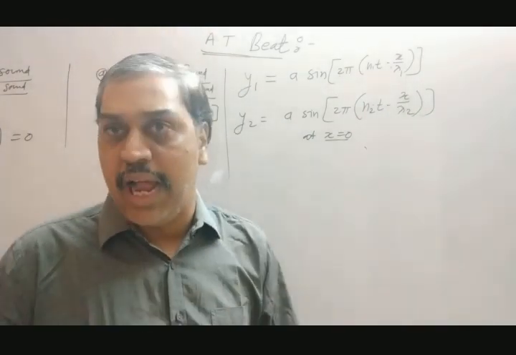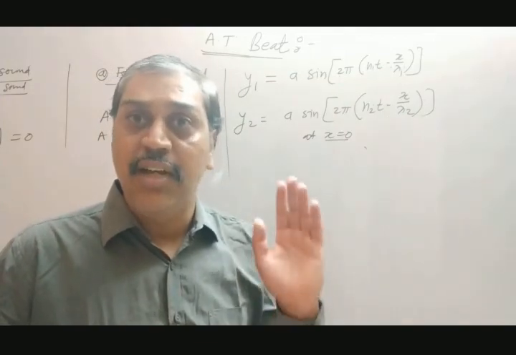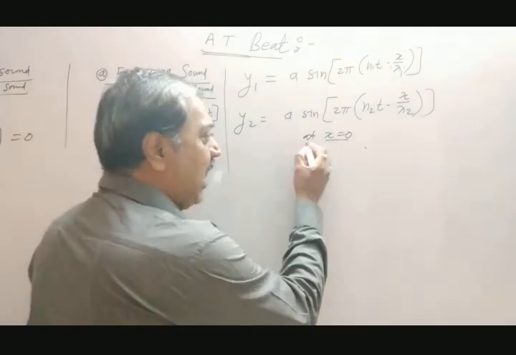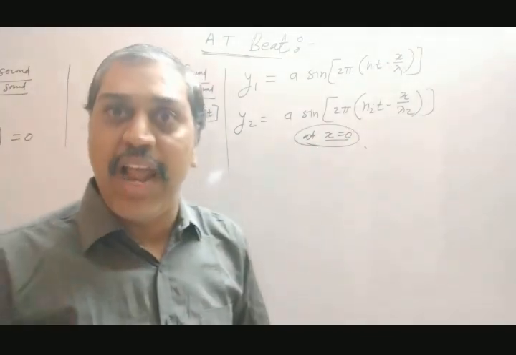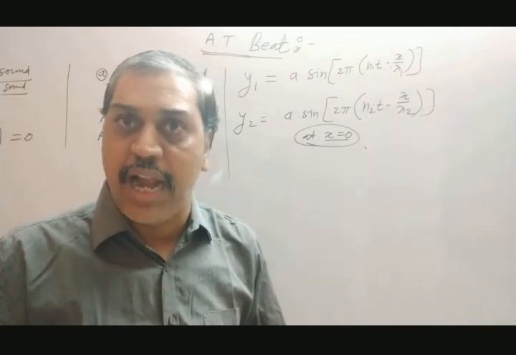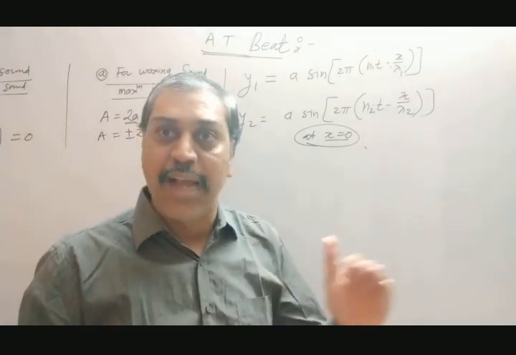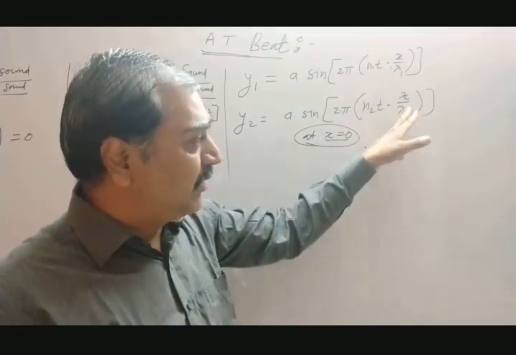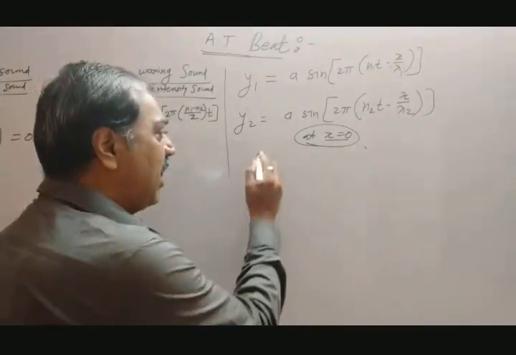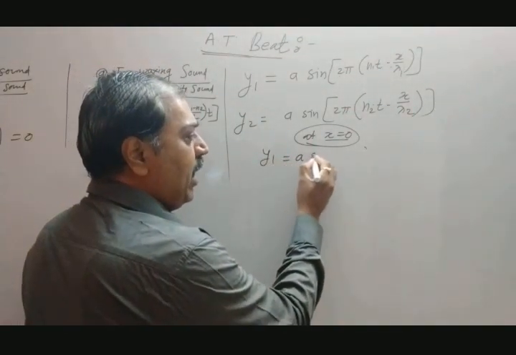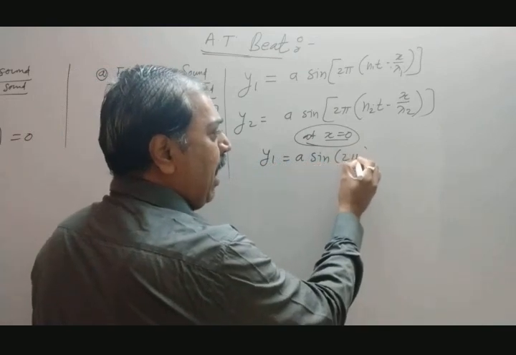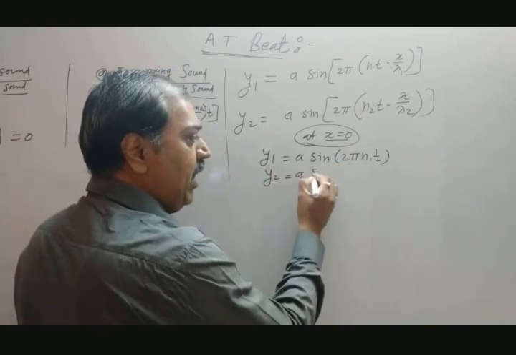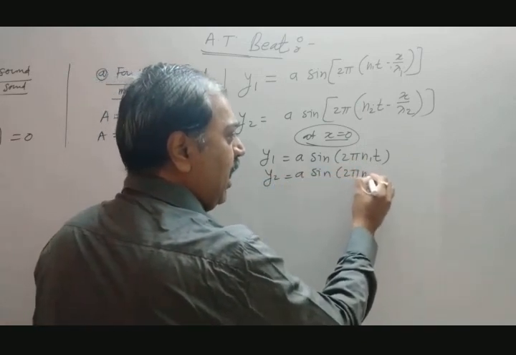Now suppose I am the observer. I am going to listen to the resultant sound wave, and my position is at x equal to 0. I am standing at x equal to 0 and trying to listen to the formation of beat, whether it is maximum or minimum. So when x equal to 0, the second term becomes 0. Accordingly we can write a simple thing: y1 equal to a sin 2π n1 t, the first equation, and y2 equal to a sin 2π n2 t.